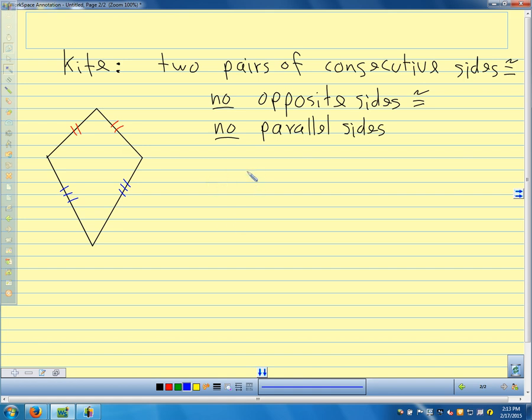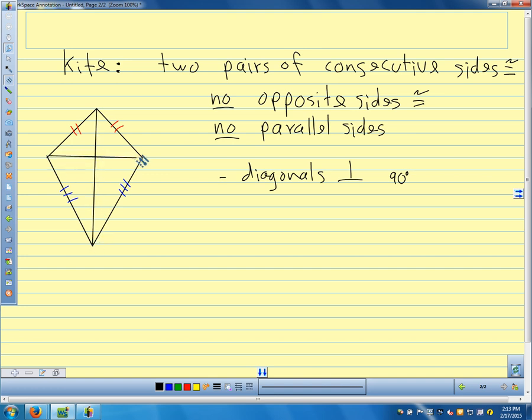A couple of other things happen with the kite. The diagonals are perpendicular. And perpendicular means 90-degree angle. So if you're putting your labels on the outside of your shape, you could draw your diagonals in there. Otherwise, you can make a little sketch if you want. So our diagonals are perpendicular, so that's a 90-degree angle.